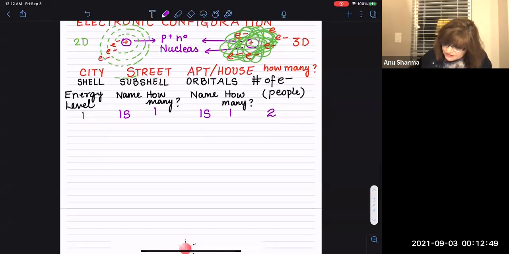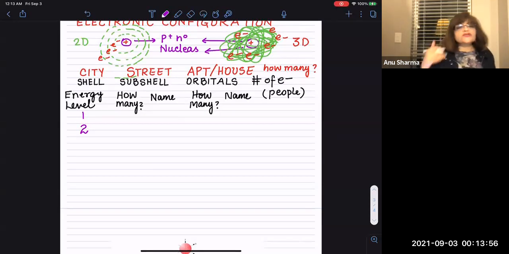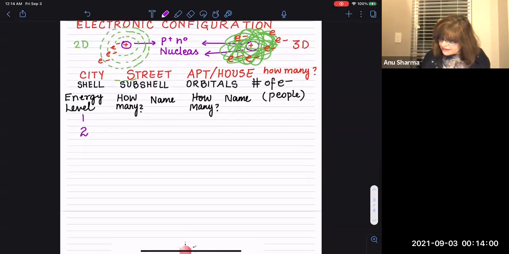Okay, next is the energy level 2. Energy level 2 means how many streets are there? 2 subshells. What is the name? 2s and 2p. Actually, I should have flipped it. Just give me 1 minute. All right, so I just flipped it. So here's the thing. This is a one city. Let's start all over again.